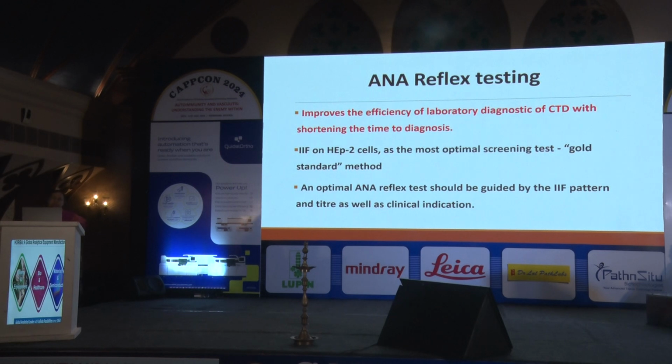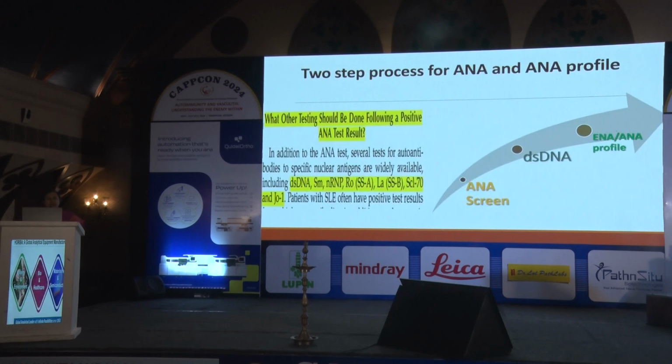Now, coming to ANA reflex testing, it improves the diagnosis of the connective tissue disorder. So this is the two-step process of the ANA profile. ANA should not be taken as a confirmatory test. It is always a screening test. Then it should be confirmed with dsDNA if there are clinical features of SLE present. And then subsequently we should do the ENA. ENA can be done by line blot assay or solid phase immunoassays.